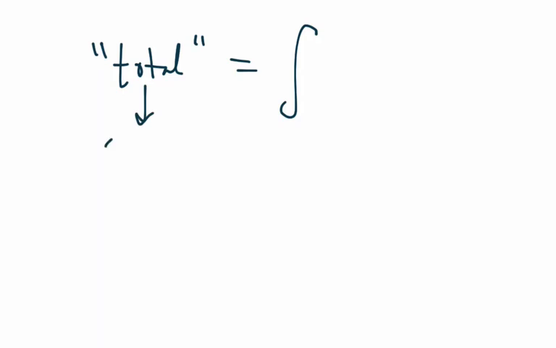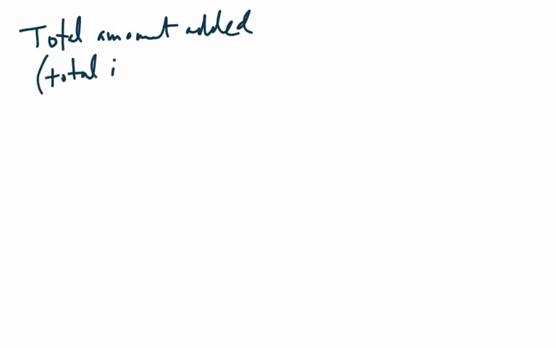One thing to help you is that usually the word total in a problem will eventually involve using an integral, because the total is sort of like the sum or the accumulation of something. Let's get started. So the first thing that we can find is the total amount added, and that's sort of also the total in, between times A and B.